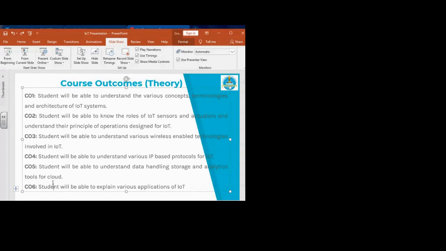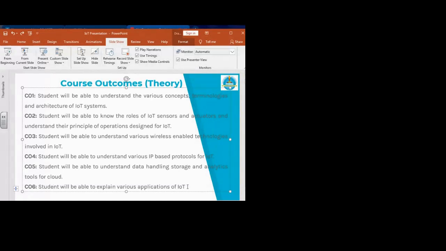Last, CO statement 6 is related to your case studies or applications of IoT. The student will be able to explain various applications of IoT. When you are going to apply your IoT knowledge, you first need the basic information: what is IoT, what different kinds of sensors are available, what different IoT development boards and IoT cloud platforms are available, and how you are going to utilize them for developing a certain application. Got it? Then only can you utilize it for different applications.